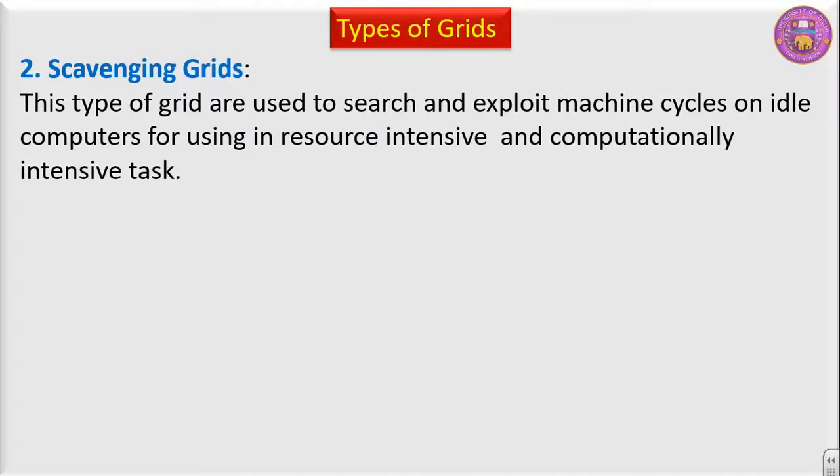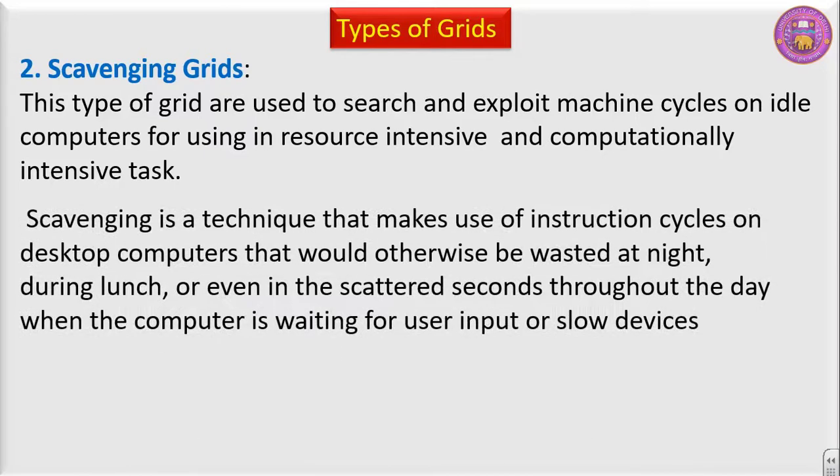Scavenging grids. This type of grid is used to search and exploit machine cycles on idle computers for use in resource intensive and computationally intensive tasks. Scavenging is a technique that makes use of instruction cycles on desktop computers that would otherwise be wasted at night, during lunch, or even in scattered seconds throughout the day when the computer is waiting for the user input or slow devices.